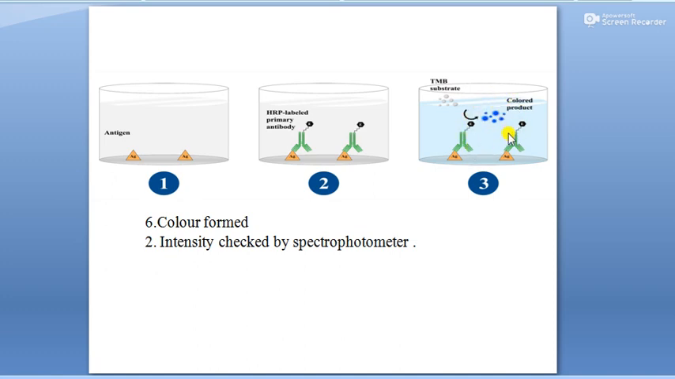After this color formation, we can check with the spectrophotometer and identify whether the specific type of antigen is present or not. If there is a color formation, that indicates the presence of specific antigens in the sample. If there is no color formation, that means the test is negative, that means the sample is free from this antigen, right? That's all for the direct ELISA.